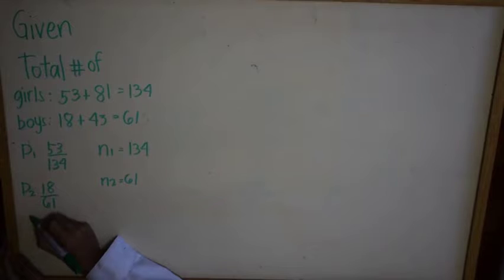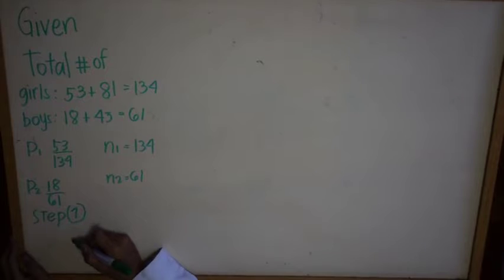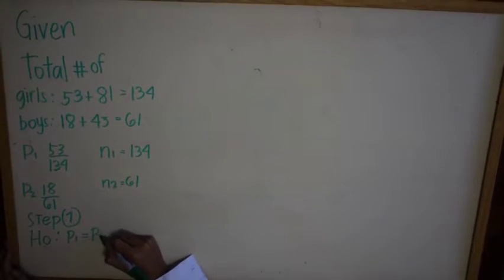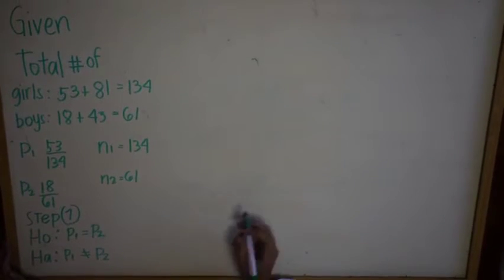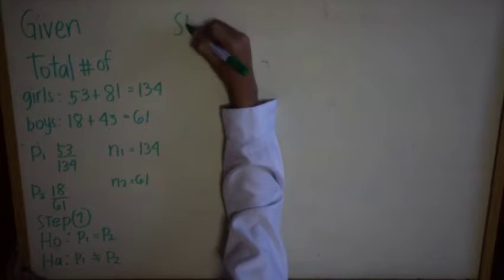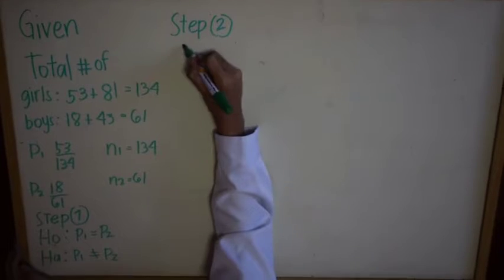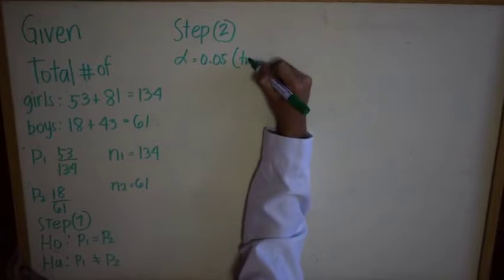So for our step 1, we need to know what our claim is. Our H0 is P1 is equal to P2. And our HA is P1 is not equal to P2. Looking at step 1, we will know what kind of test we should run. So we will proceed to step 2. We have an alpha that is equivalent to 0.05, and we will indicate here what kind of test we should run. Observing step 1, we will use a two-tailed test.